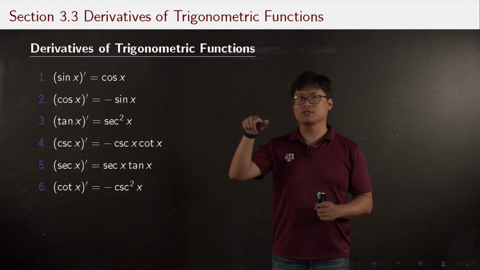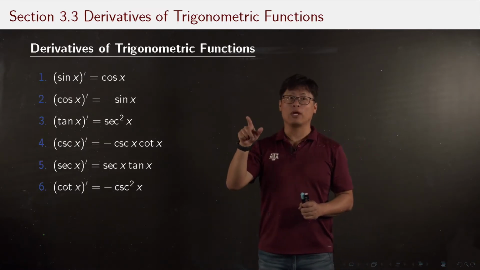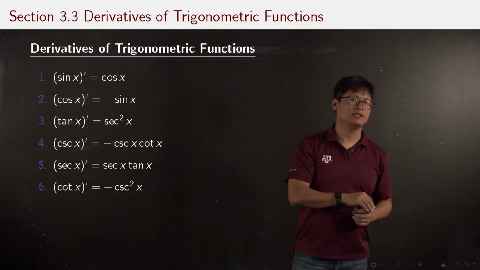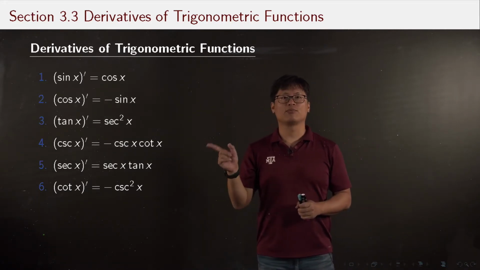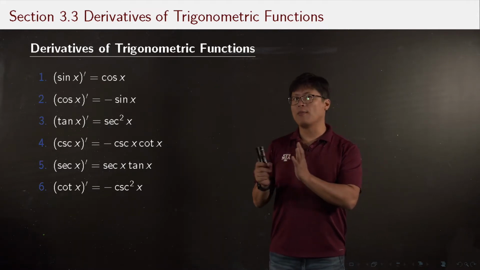Sine prime is cosine. Cosine prime is minus sine. Tangent prime is secant squared. Cosecant prime is minus cosecant cotangent. Secant x prime is secant tangent. And cotangent prime is minus cosecant squared. So you have to memorize all of these.